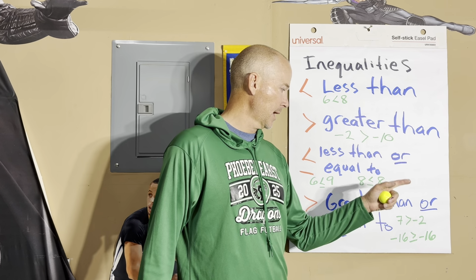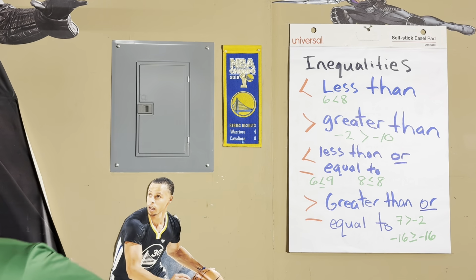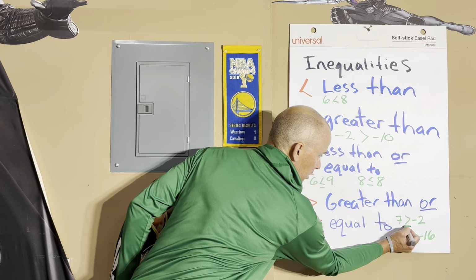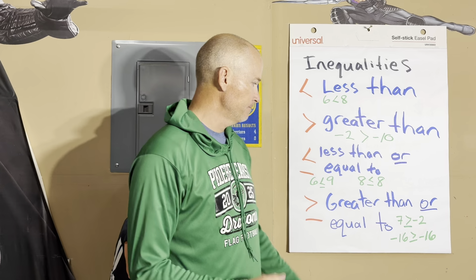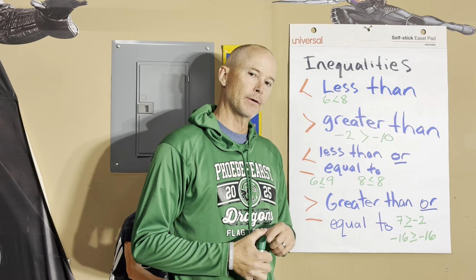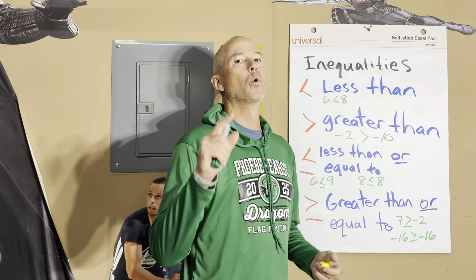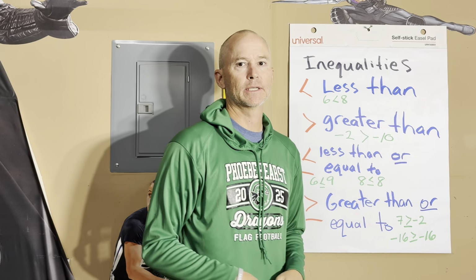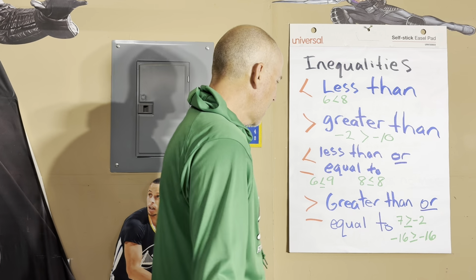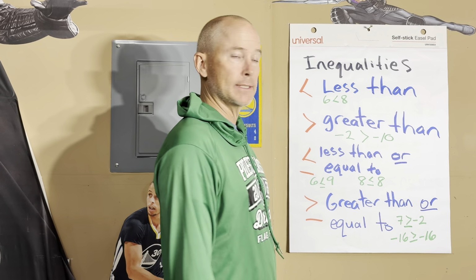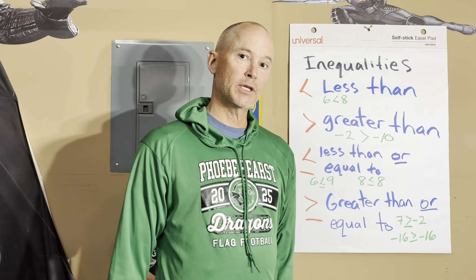Then obviously greater than or equal to. 7 is greater than or equal to -2. And -16 is greater than, no it's not, or it's equal to -16, which it is. Okay, so that's the inequality introduction.